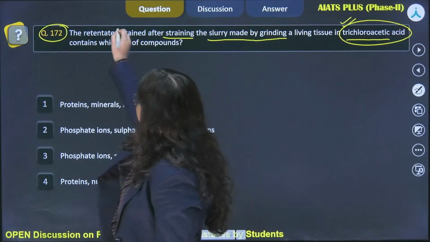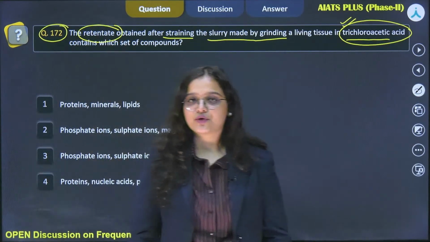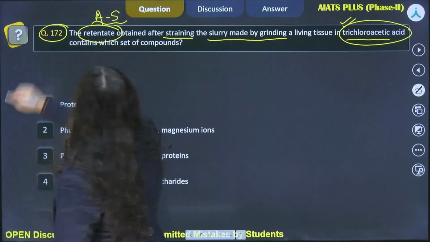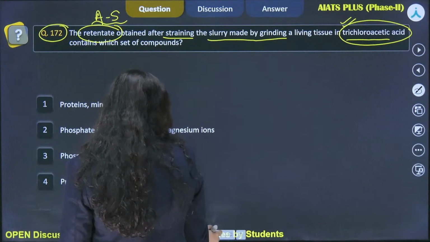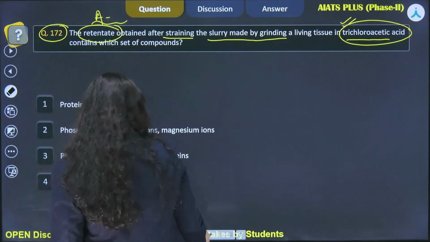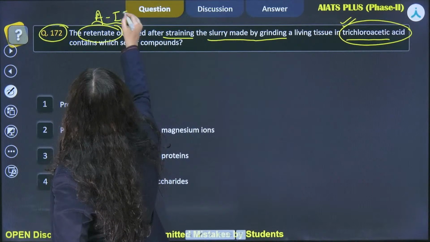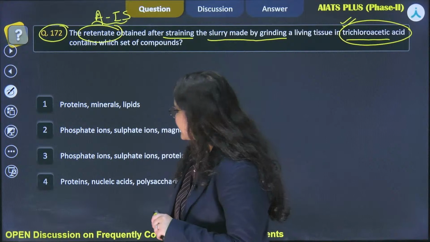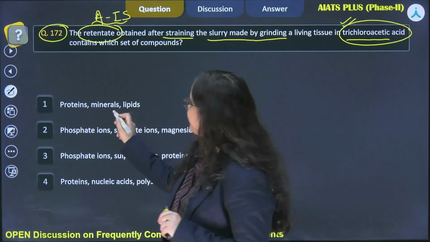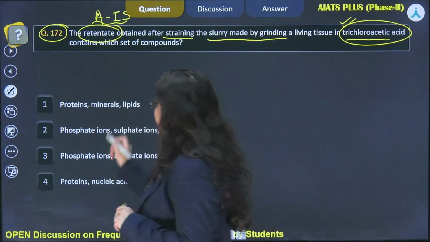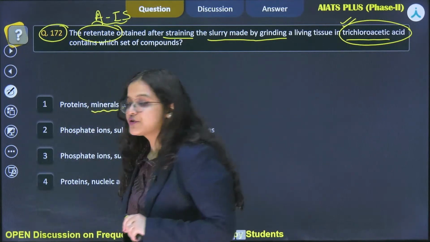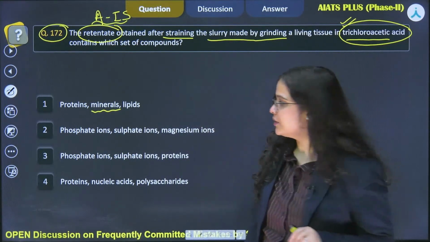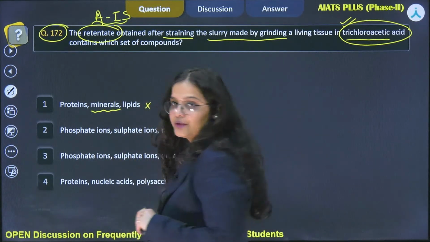So my question here is about the retentate. So we are talking about the acid insoluble pool. So let us read the first option. My first option states proteins, minerals and lipids. Since we have minerals, and minerals will be found in the filtrate or the acid soluble fraction, option 1 cannot be the right answer.